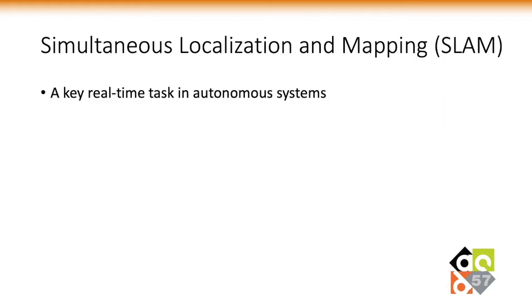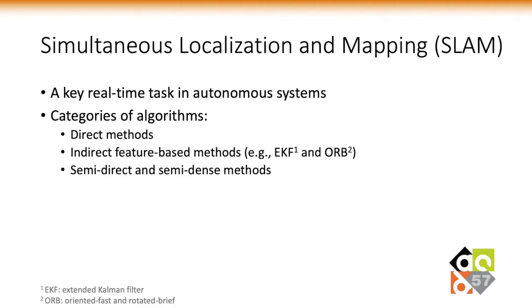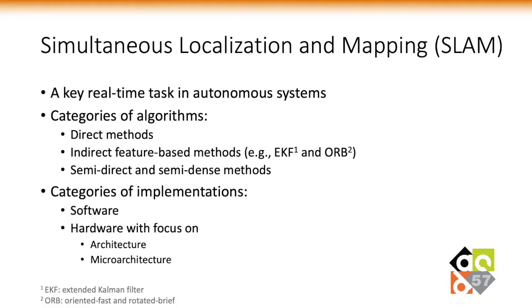SLAM, or Simultaneous Localization and Mapping, is a key real-time task in almost all autonomous systems. Till now, several SLAM algorithms have been proposed, including direct, indirect feature-based, and semi-direct semi-dense methods. Besides, several studies have proposed various implementations on software and hardware, including architecture and microarchitecture for SLAM. Our work focuses on microarchitecture design of indirect feature-based methods such as EKF and ORB.